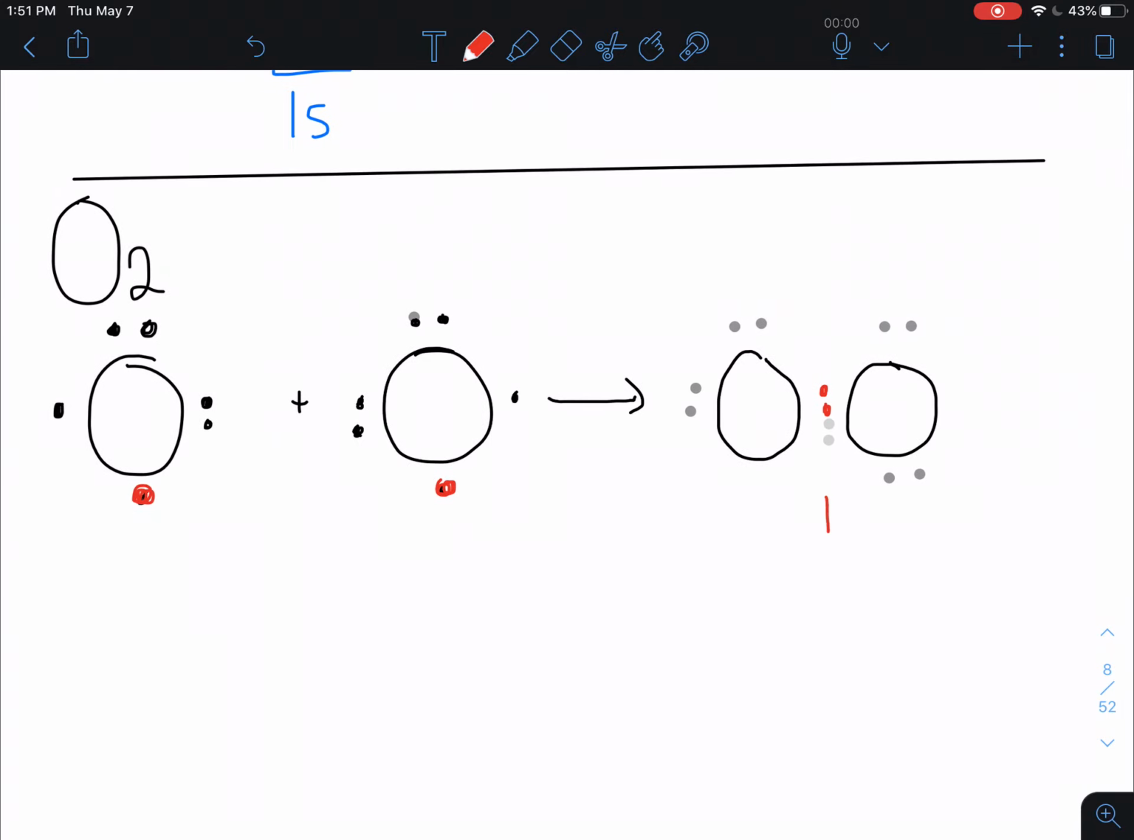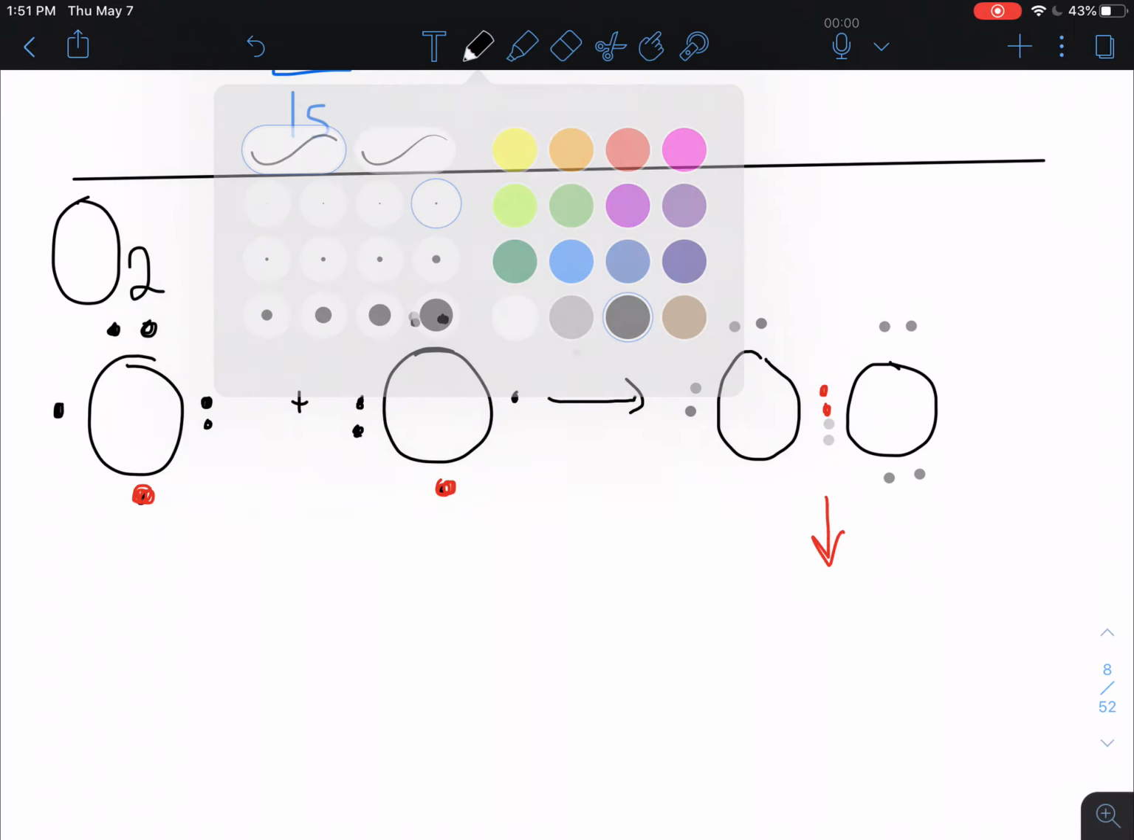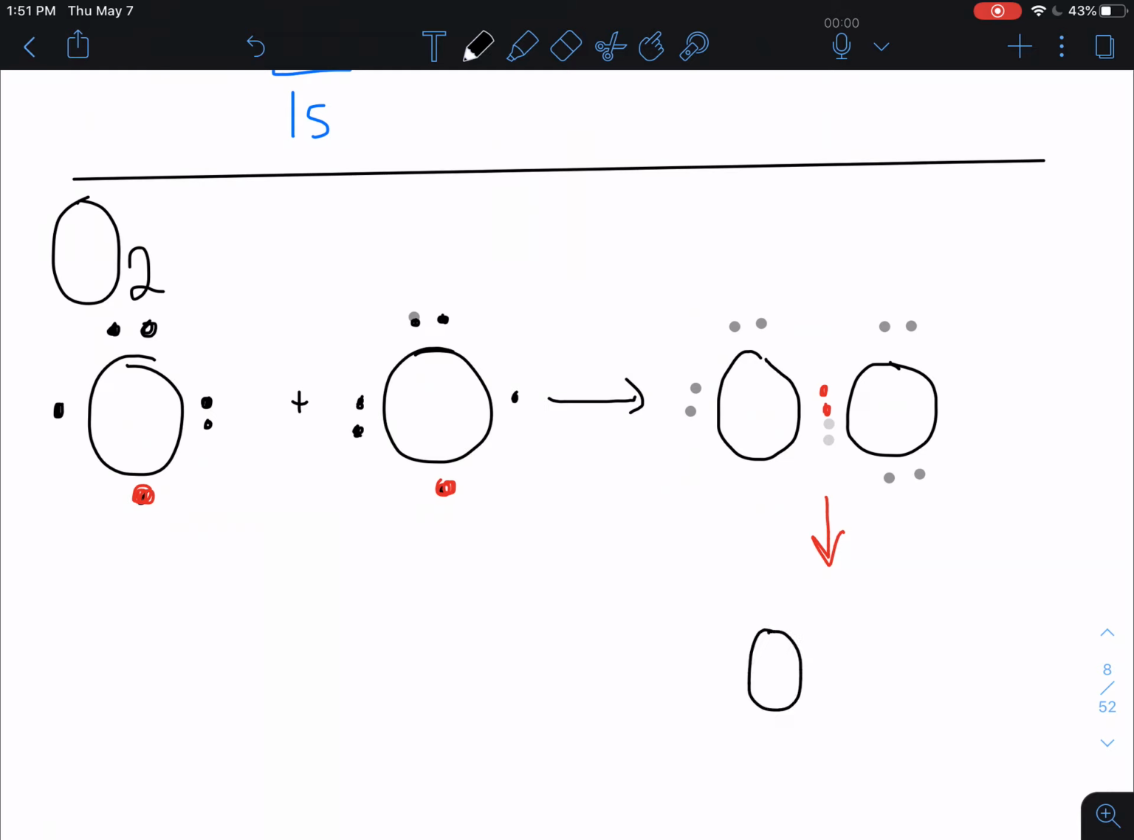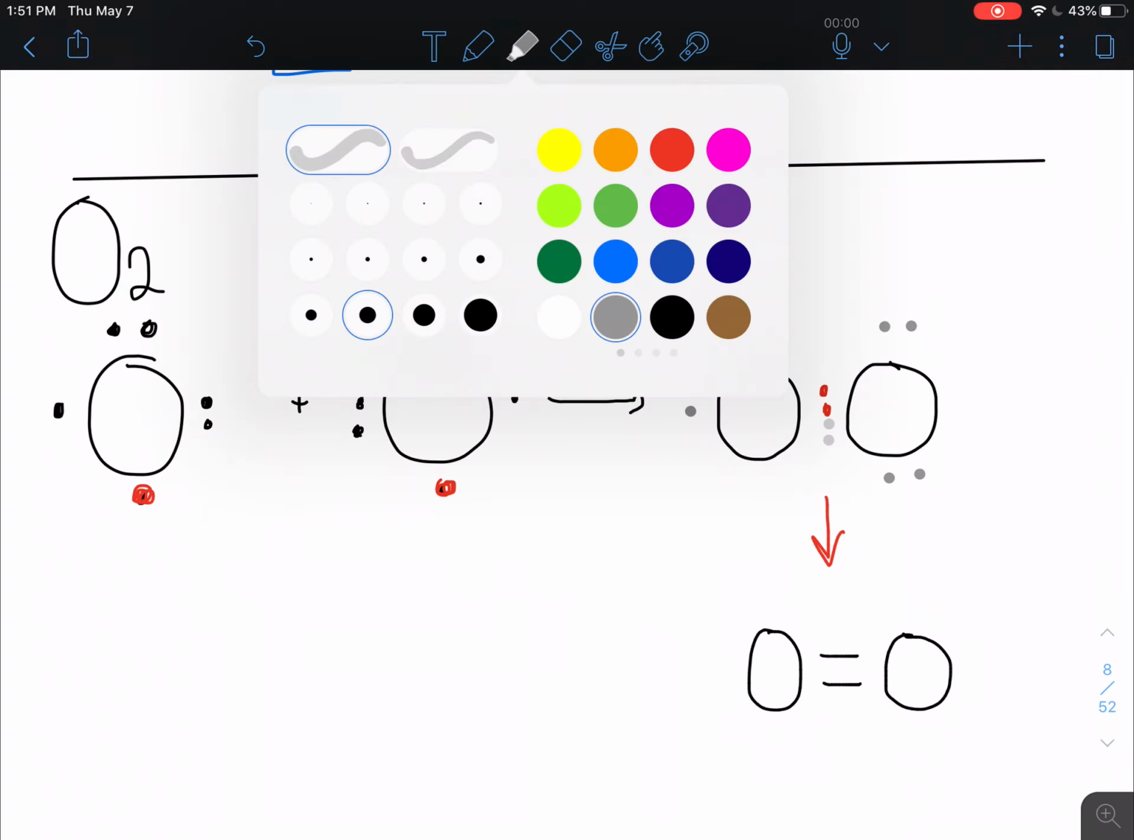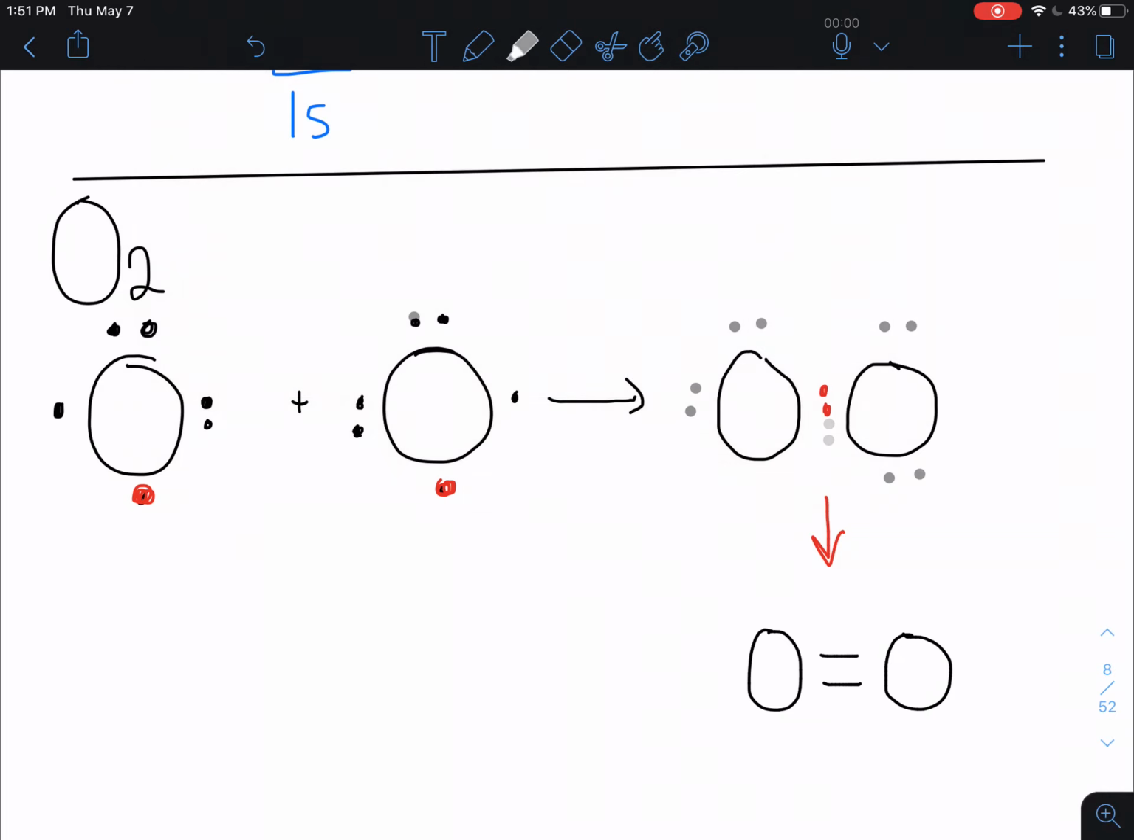So now I got to replace my shared electrons with lines. So oxygen, and there are 2 sets. That means that each oxygen has a double bond, and then I have to bring over the non-bonding electrons as well. I'm going to make this a little bit bigger. Okay, so there you have it. This is the Lewis structure for O2, where these dots, again, are the non-bonding.